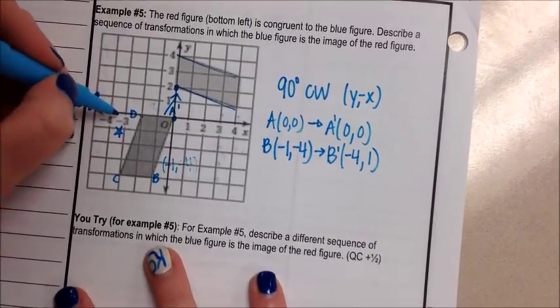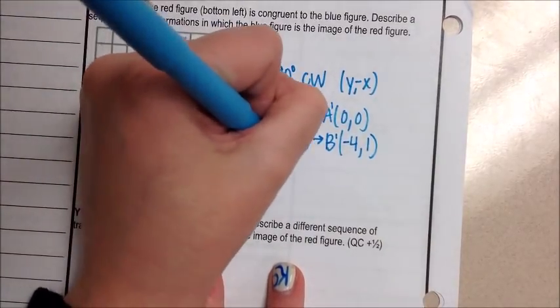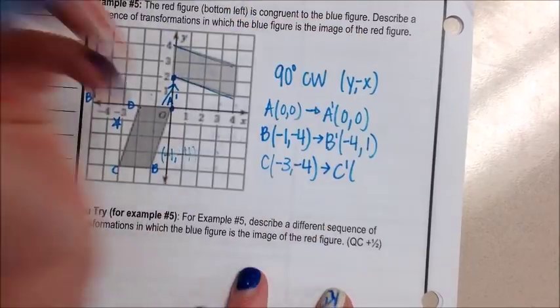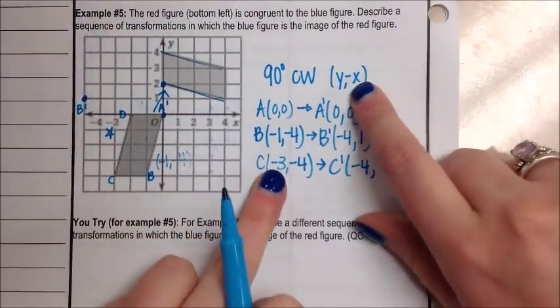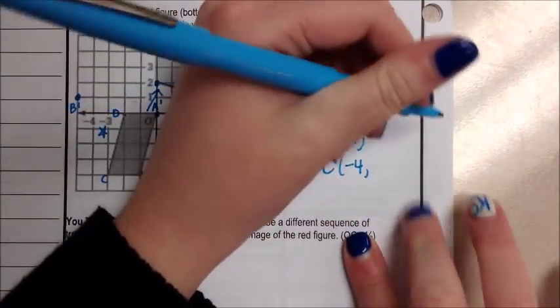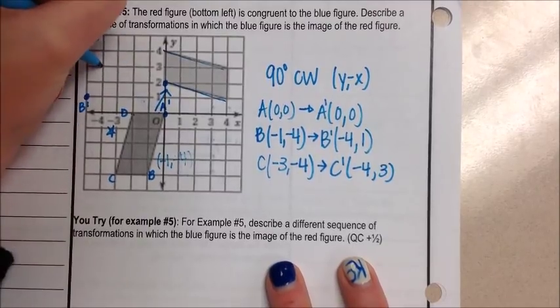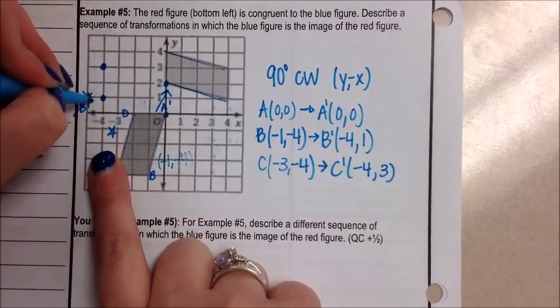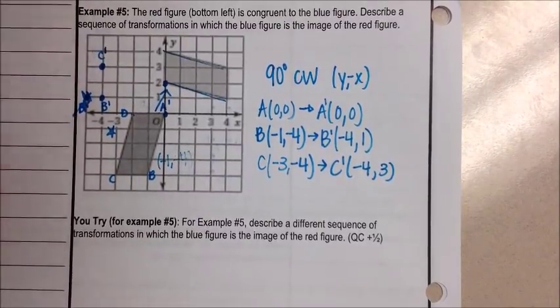And then C is at (-3, -4). It's going to go to, my y is going to move into the x spot, and I'm taking the opposite of x, which is 3. So (-4, 3). Oops, I plotted the B at the wrong spot. It's (-4, 1). Sorry about that. So here's my C prime.